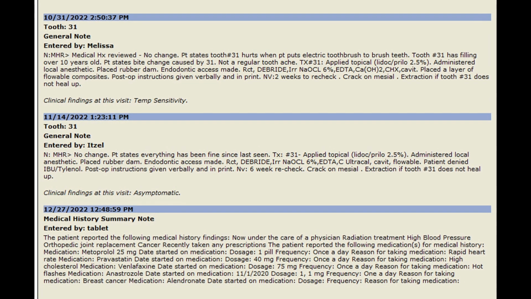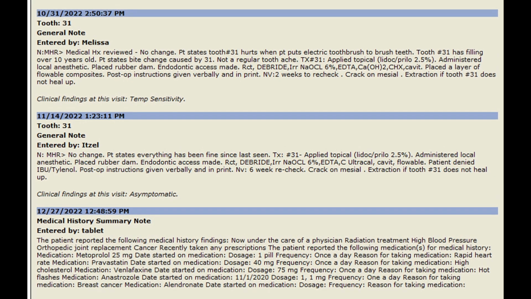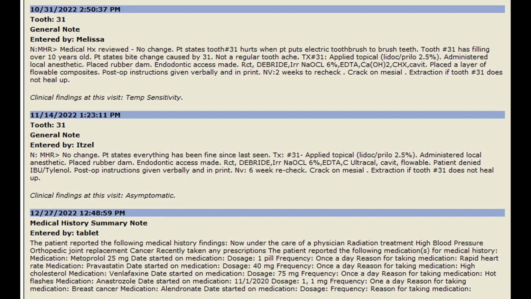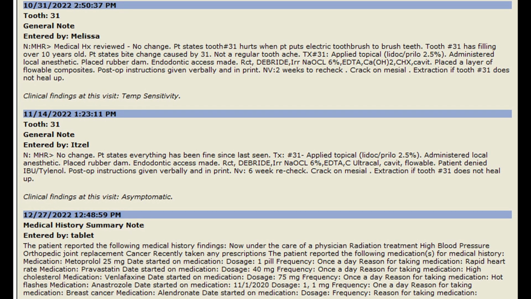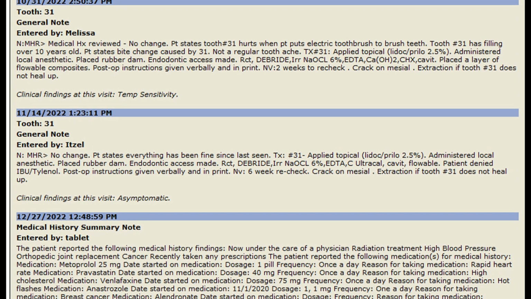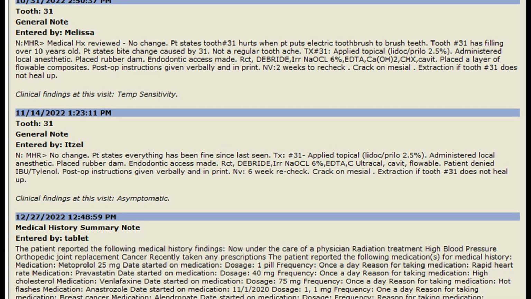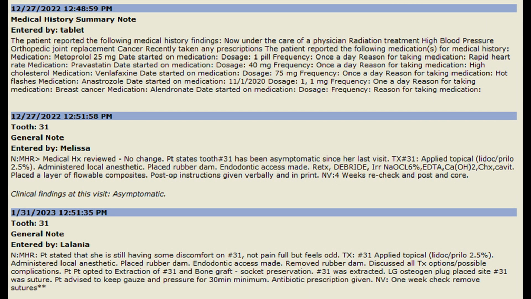The case was started at the end of November 2022 and seen again 2 weeks later with further debridement and similar irrigation and calcium hydroxide application. The patient was seen again at the end of December. The medical history now states the patient is having radiation treatment for breast cancer, has had joint replacement, and is taking meds for high blood pressure, hot flashes, and bisphosphonates for osteoporosis.